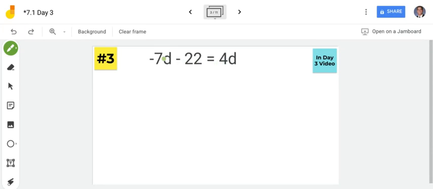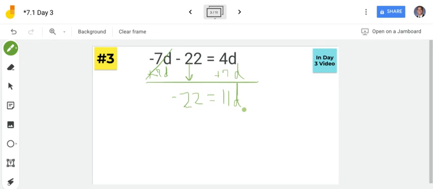I would move the negative 7d to the right side. So to do that, to undo the negative 7d, I would add 7d to both sides, right? So that negative 7d plus 7d cancels, and I'm left with negative 22. I bring that straight down, bring my equal sign straight down. And I have 4d plus 7d, which is 11d.